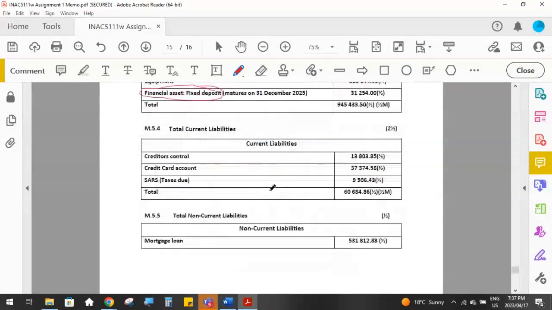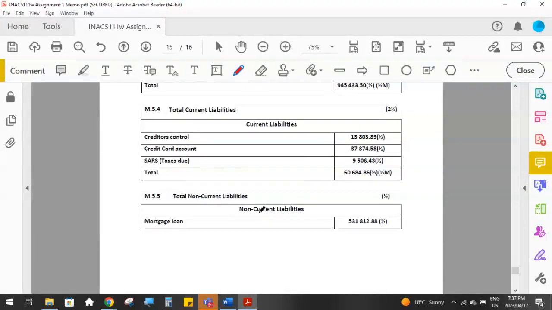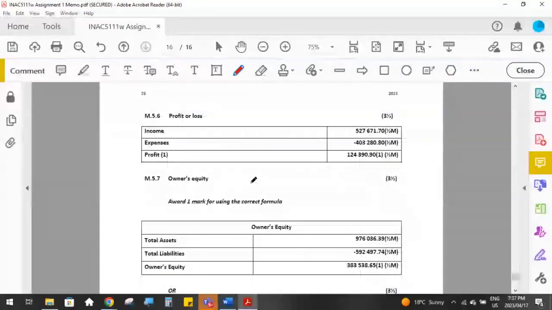And then your total current liabilities: creditors control, the credit card account, that's the amount that you owe your MasterCard, and SARS, because that's the amount that you owe the receiver of revenue. Those three are current liabilities. There was only one non-current, the mortgage loan. Most of you got that correct. There weren't too many mistakes in this question.